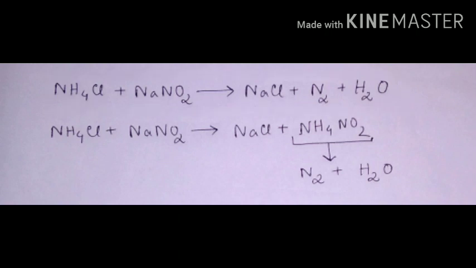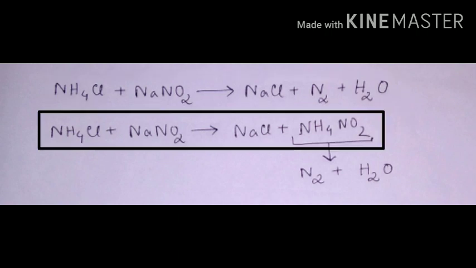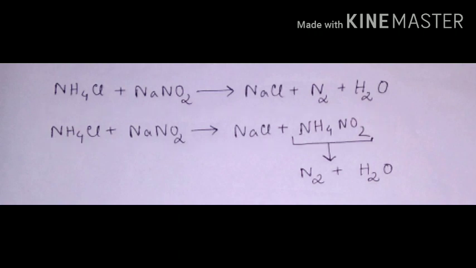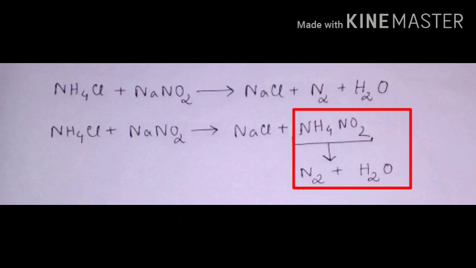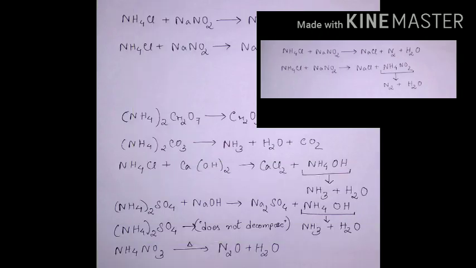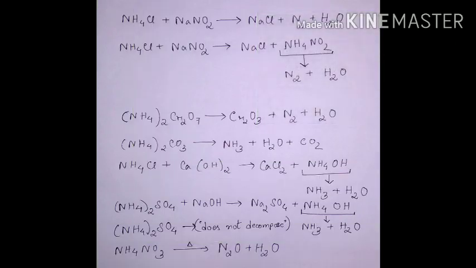Let's see what we get if we perform simply a double displacement in this reaction. Obviously, sodium chloride and ammonium nitrite will be formed. What happens in the actual reaction is that this ammonium nitrite formed gets decomposed to give nitrogen along with water. So here we can see that we have further decomposed ammonium nitrite to nitrogen and water. In the similar way, we can write all the reactions that I have shown in these two steps. Step 1, double displacement, and step 2, a decomposition of the ammonium compound.